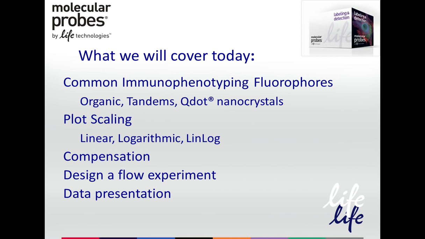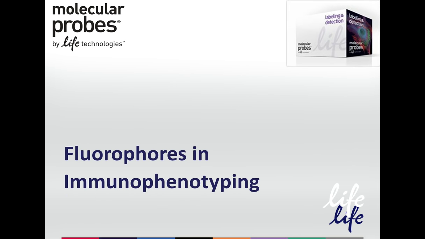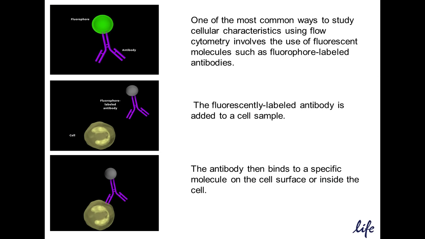So let's begin. Today we'll cover some of the basic fluorescent immunophenotyping reagents used, different scaling options for data presentation, the principle of compensation, including the use of controls and how to perform it. We'll cover strategies for designing a flow cytometry experiment and discuss data presentation. Immunophenotyping is the most common application used in flow cytometry. So let's begin with an introduction to some common fluorescent molecules used in this application.